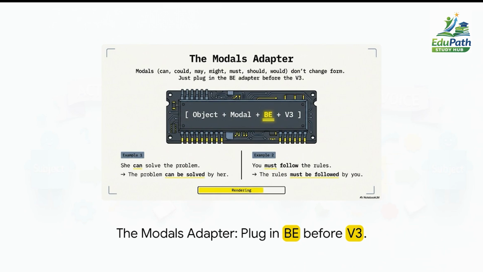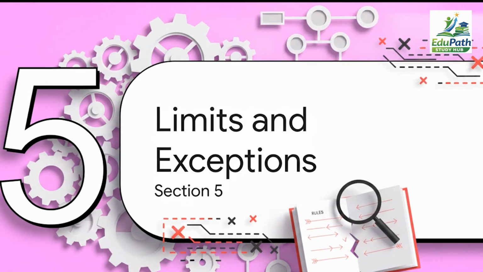Okay, but what happens when you hit rigid modal words like can, could, must, or should? Well, these words don't change form, so for these, we use the modals adapter. It's an incredibly elegant workaround. You simply plug the word "be" right before your V3. That's it. "She can solve the problem" simply becomes "the problem can be solved by her." "You must follow the rules" becomes "the rules must be followed by you." Easy, right? Section 5. System limits and exceptions.